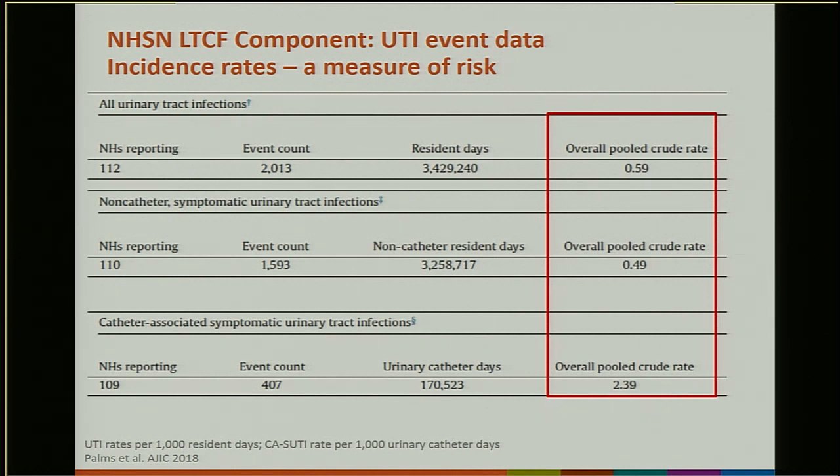So of all of the urinary tract infection types, the overall rate was 0.59 per 1,000 resident days. For catheter-associated UTI, it was 2.39 per 1,000 urinary catheter days. And then for symptomatic urinary tract infections, it's 0.49 per 1,000 resident days. So just keep that in mind when you're looking at what the prevalence rate is versus what the incidence rate is from NHSN, and that these are two different measures and two different metrics, and they're telling us slightly different things.